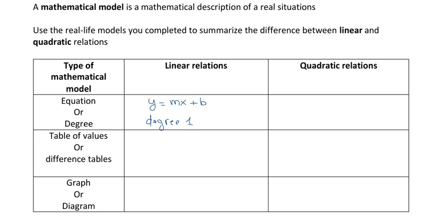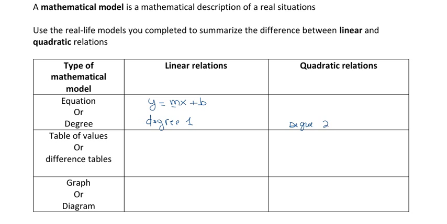Okay? So you see that the m and the b, they're numbers. Could be 1, it could be 10, it could be minus 500, it could be any number. x is your variable with a degree 1. How about the quadratic relation? What degree would it have? 2. So it has a degree 2.